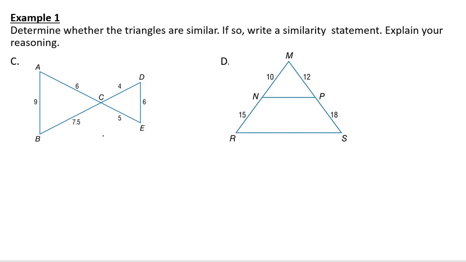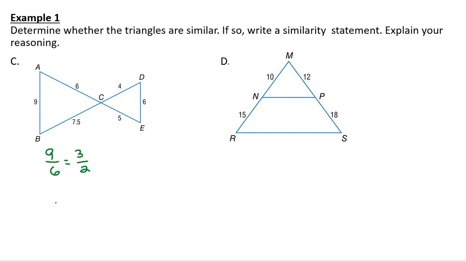Okay, next one. Determine whether triangles are similar. Oh, this is a good one. I'm looking at this triangle, and I'm going to look at the largest side. The largest side here is AB. The largest side over here is DE. So I'm going to look and see 9 over 6. That reduces to 3 over 2.